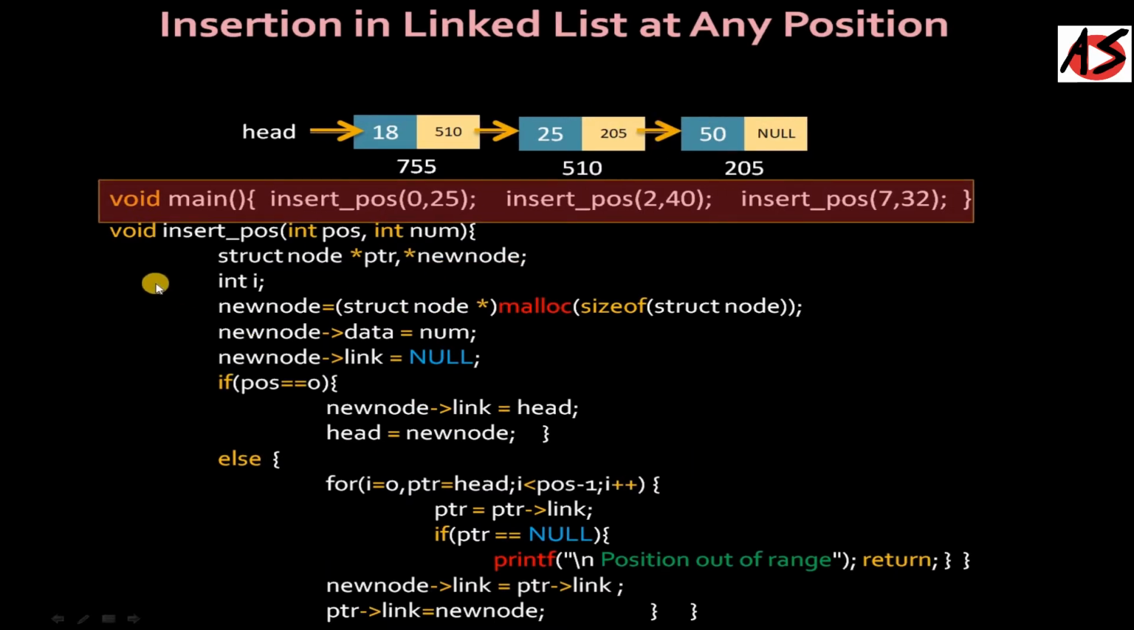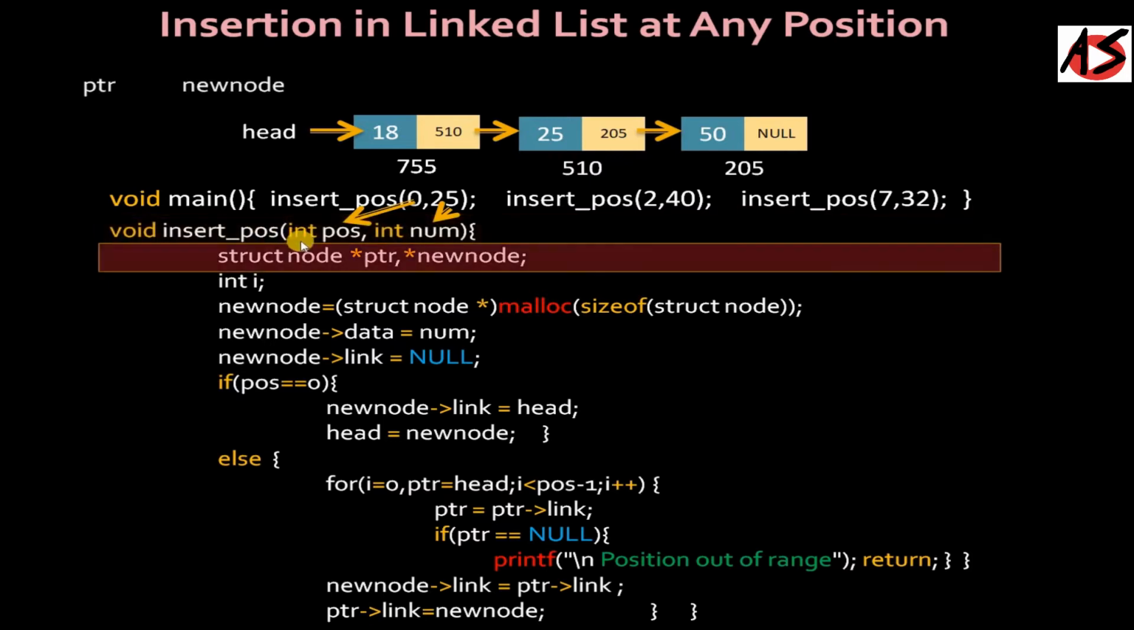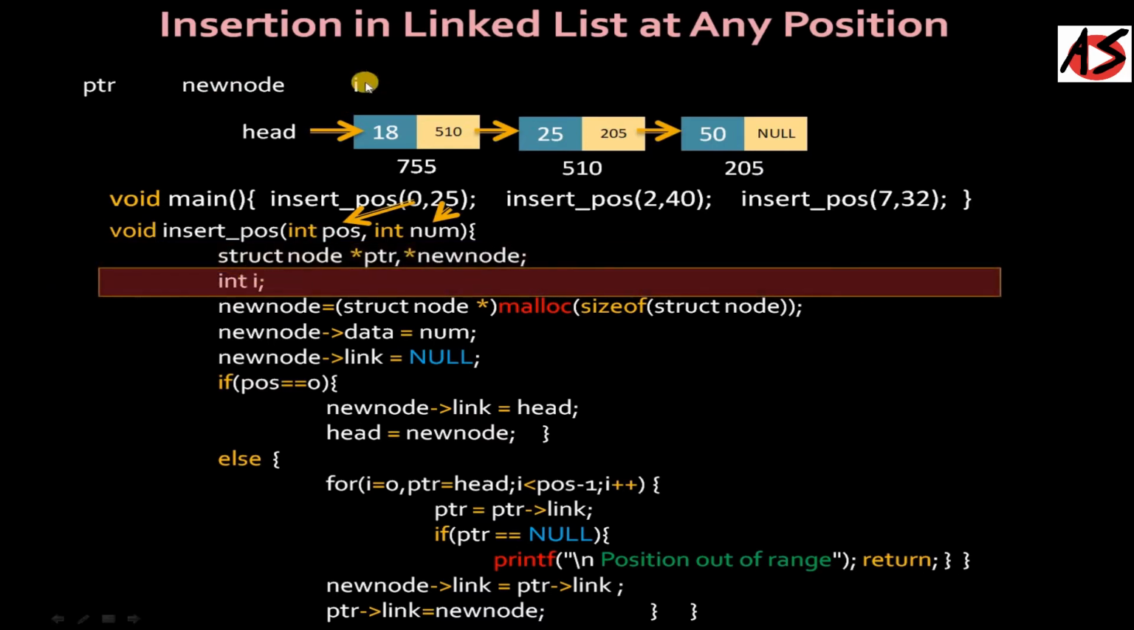Now suppose we call the function insert pos 0, 25. In this function, the first argument is giving the position, so we copy 0 into it, and in the num variable we copy 25. Now we are defining 2 variables of struct node type, that is ptr and new node. You can see it here, pointer and new node. We are defining another variable of integer type, that is i.